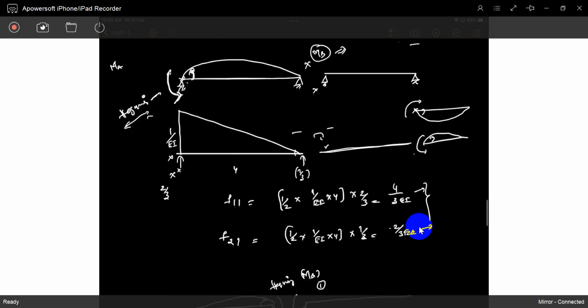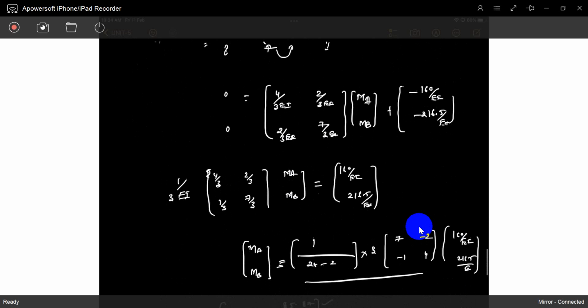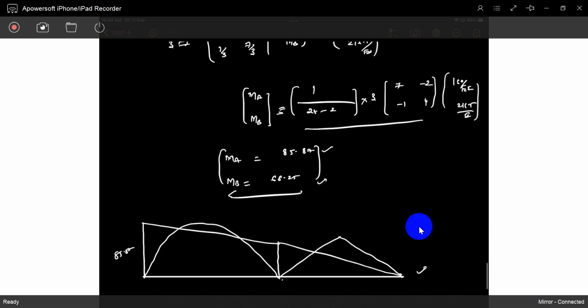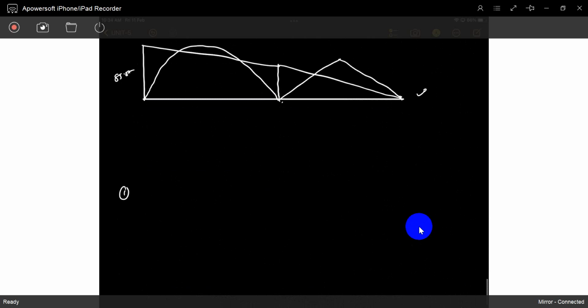That's it. You can solve the problem, but the same problem I will solve by another method, taking another two unknowns. So a small problem will come.